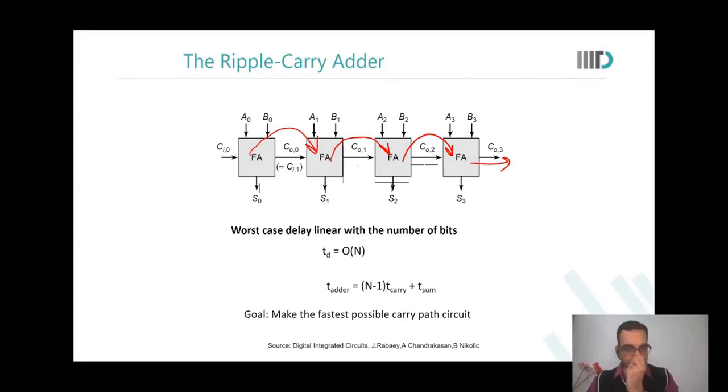And what is the worst case delay? As I increase the number of bits, the number of hops increases linearly. And therefore, this is order n. And what we also understand is that the carry in to carry out path should be as fast as possible. Are you able to see this? These two aspects?